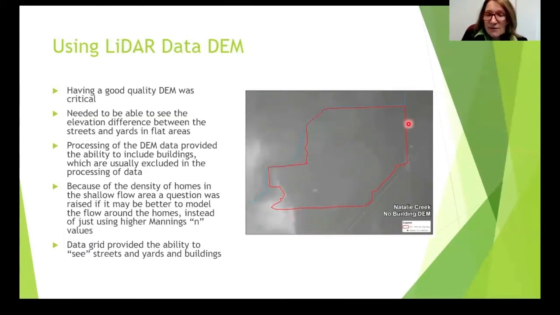So to get started, we clipped out this area with a nice LiDAR DEM, and having that good quality DEM was critical. Again, it's a very flat area. We needed to be able to see the street system and that 8-inch curb and those yards right behind it and the houses.